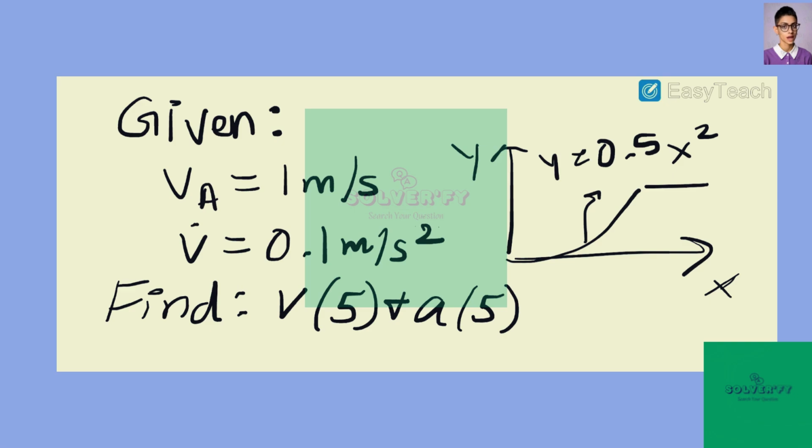So what we're going to do first is go ahead and break these components up into normal and tangential accelerations. So we know that at point A, when this acceleration is applied, this is a tangential acceleration. So what we can do is we can say that a_t is equal to v dot, which is equal to 0.1.